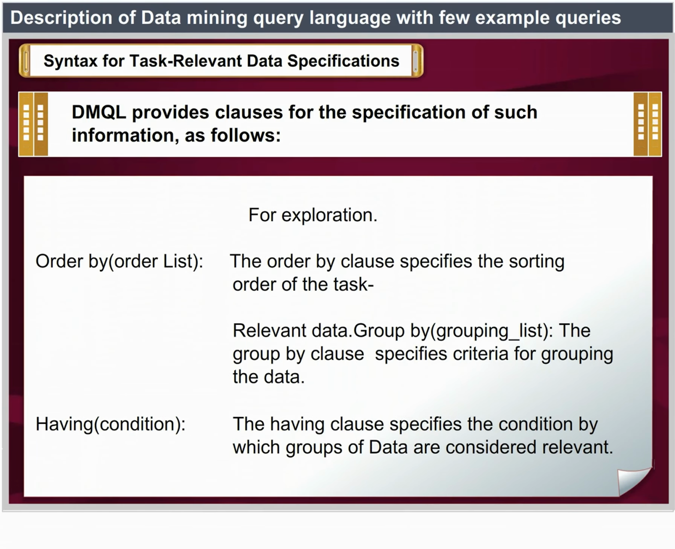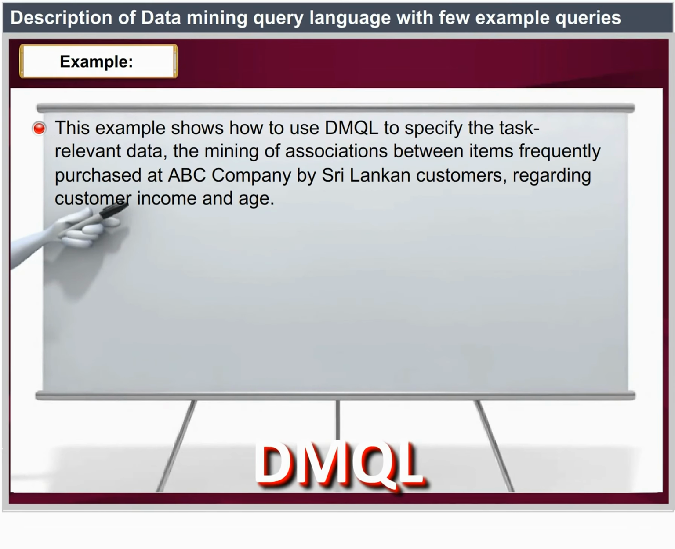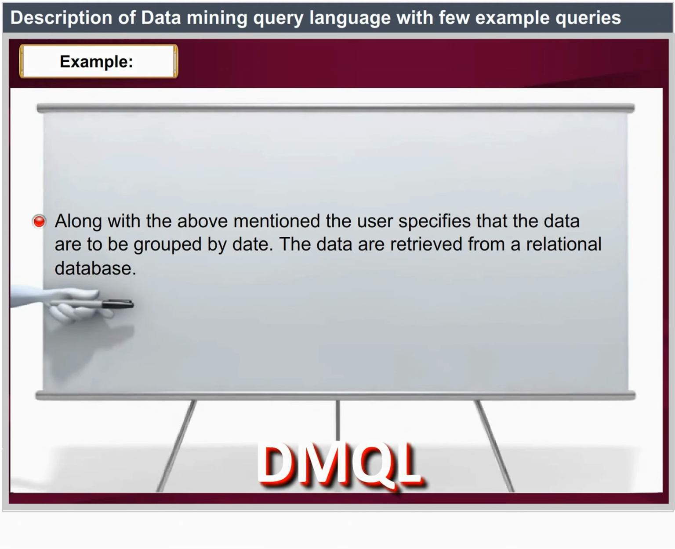Example. This example shows how to use DMQL to specify task-relevant data, the mining of associations between items frequently purchased at AB company by Sri Lankan customers with respect to customer income and age. In addition, the user specifies that the data are to be grouped by date. The data are retrieved from a relational database. The example can be seen on screen.